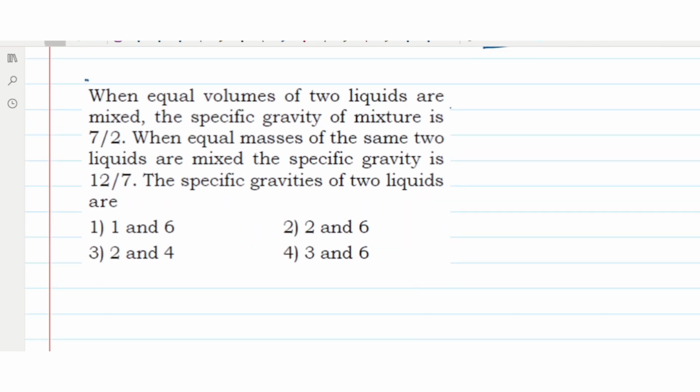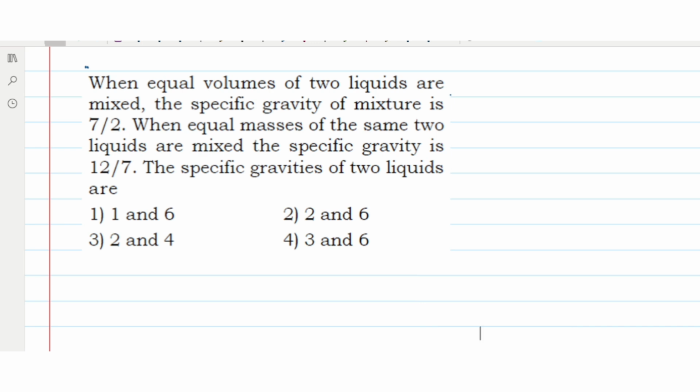Now look at the next question. When equal volumes of the liquids are mixed, the specific gravity is given as 7/2. When equal masses of the same liquids are mixed, the specific gravity is 12/7. They are asking for the specific gravity of the two liquids.